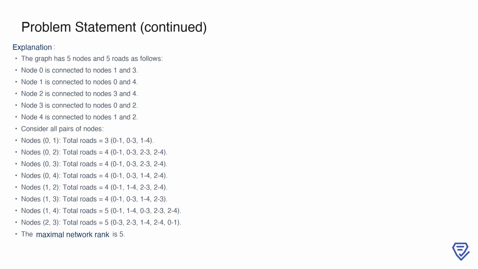Let's examine another example to see how this works with a different graph. Here, we have n equals 5 nodes and the following roads: [0,1], [0,3], [1,4], [2,3], [2,4]. In this graph, node 0 is connected to nodes 1 and 3, node 1 to nodes 0 and 4, and so on. When we compute the network rank for each pair of nodes, we find that the pair 1, 4 achieves the highest total of 5 roads. This includes the roads 0-1, 1-4, 0-3, 2-3, and 2-4. Therefore, the maximal network rank in this case is 5.